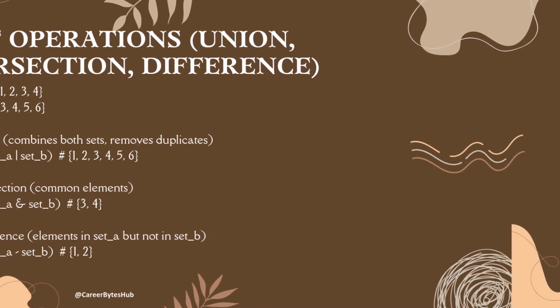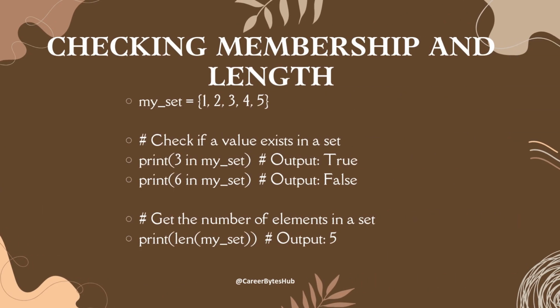Sets also provide quick ways to check if an element exists using the in keyword. This is faster than checking membership in a list. You can also use the len function to find out how many unique items are in a set. These operations are useful when dealing with large datasets.